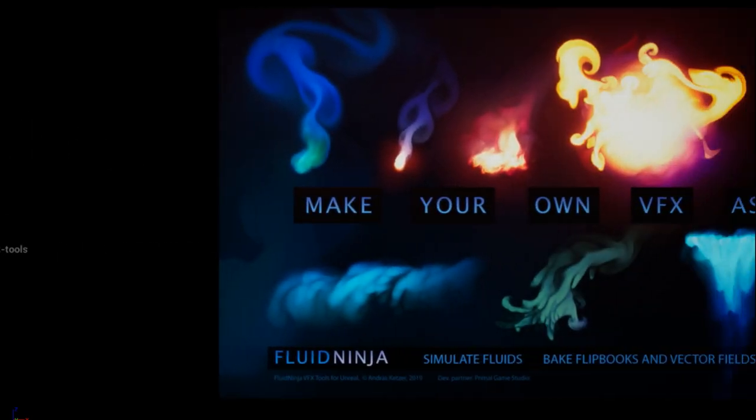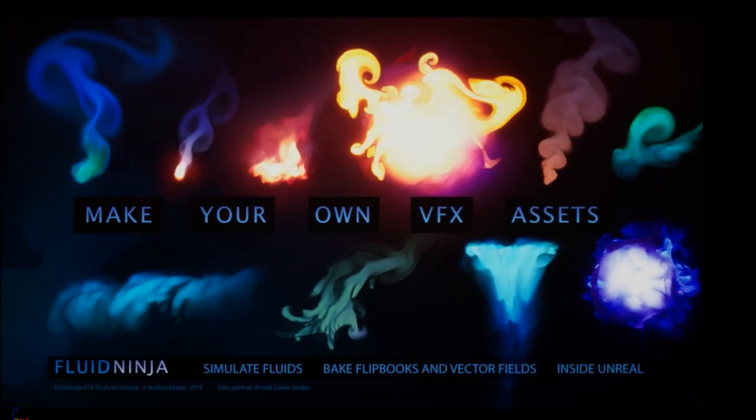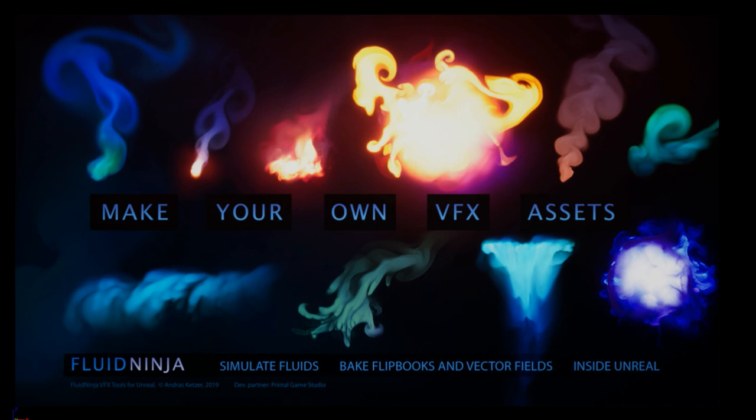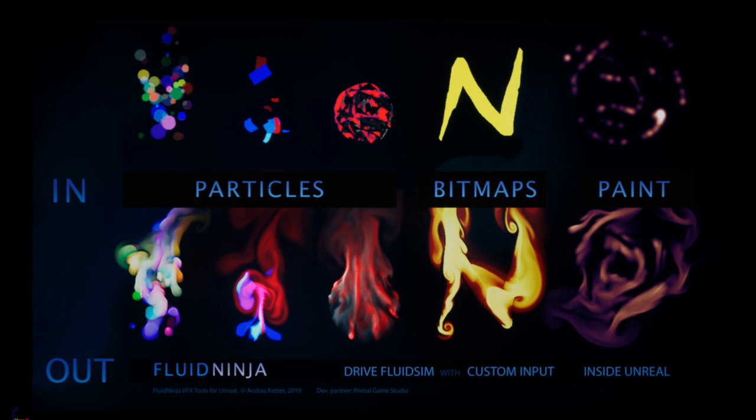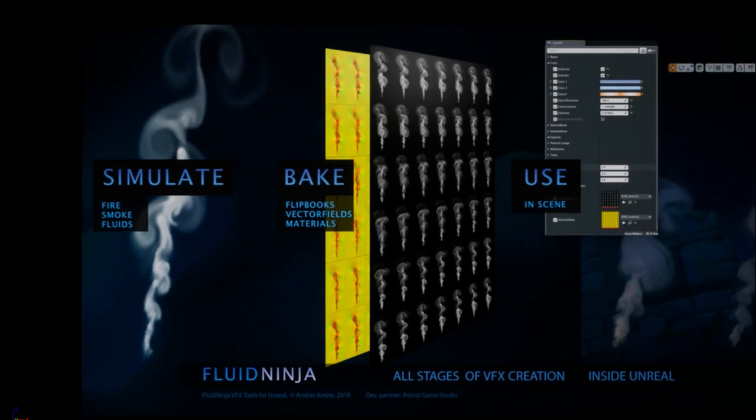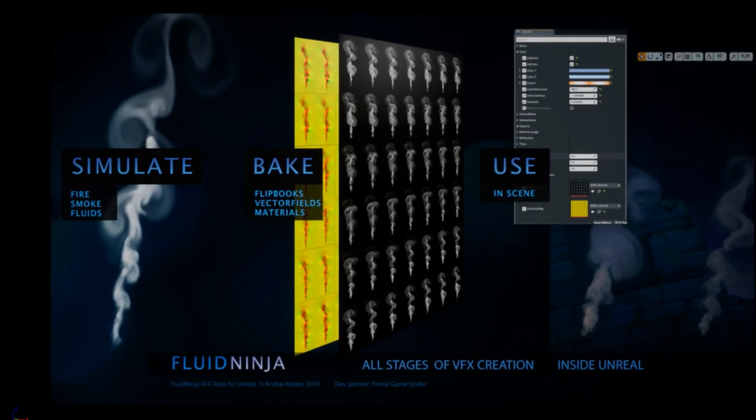It is built to encourage you to make your own visual effect assets, which means you don't necessarily need to use third-party tools or buy assets. It's very easy to create. It's about a fluid simulator that you could feed with Cascade particles and bitmaps or paint something and bake the whole thing into a sequence of images, a flipbook, or to a vector field, and instantly generate materials that you could apply to any surface.